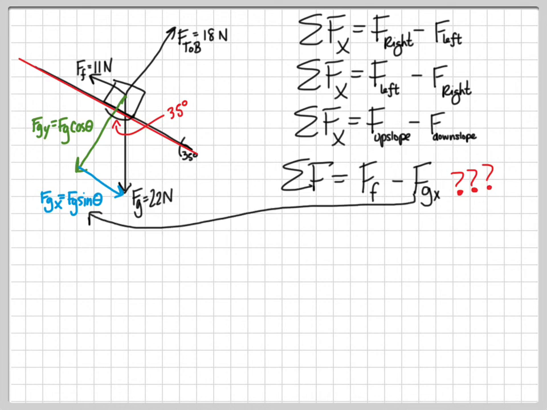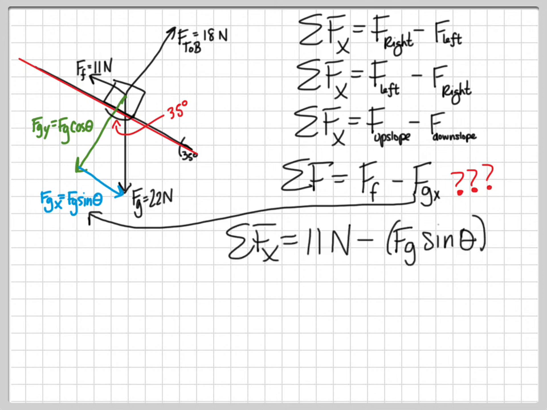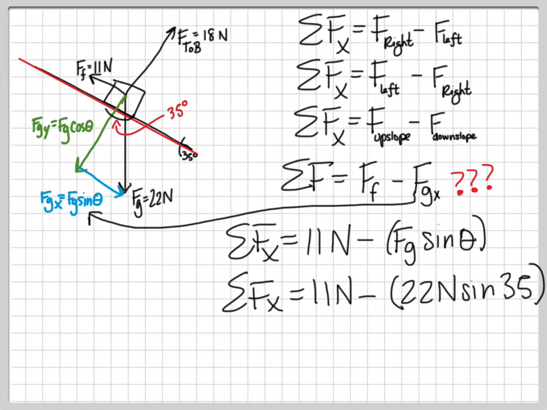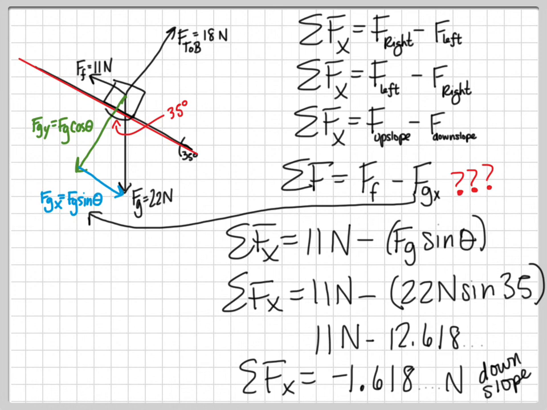Well, as a matter of fact, if you look carefully, because of the slope here, there is a force of gravity acting on the same axis as the tabletop. Well, that's why things slide down tables. Duh. So, sum of forces on the x is equal to that frictional force, 11 newtons, minus the force of gravity times sine theta. That means sum of forces on the x equals 11 newtons minus 22 newtons times sine 35, 11 minus 12.618. So the sum of forces on the x is negative 1.618 newtons, and that is downslope.